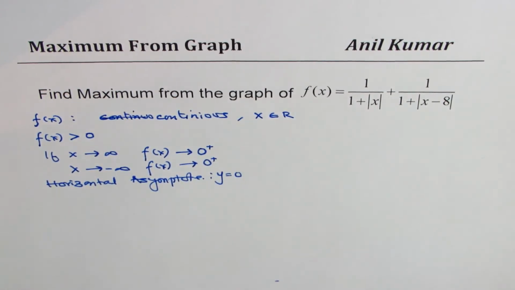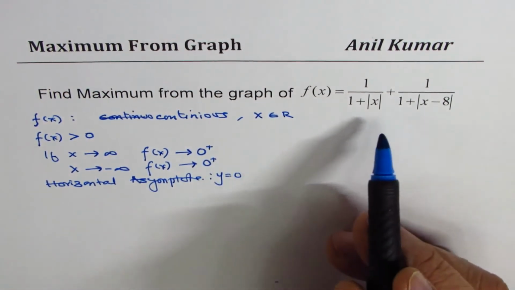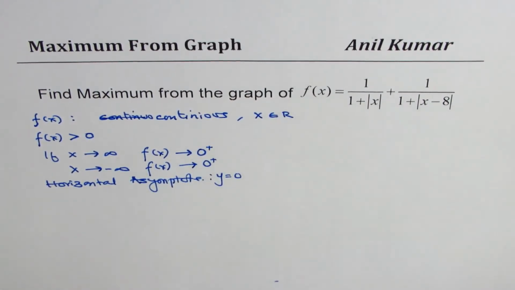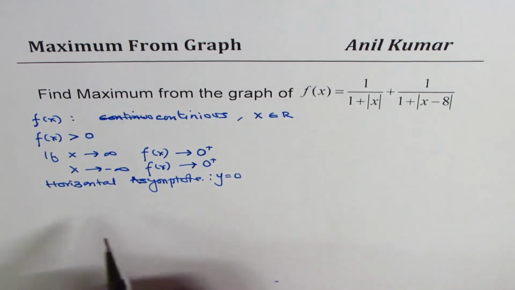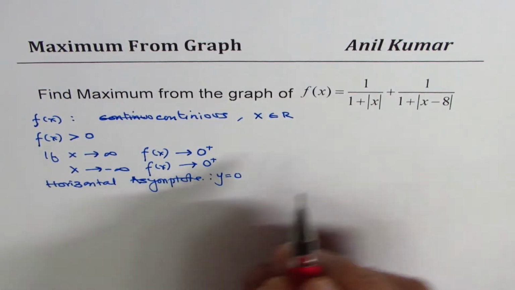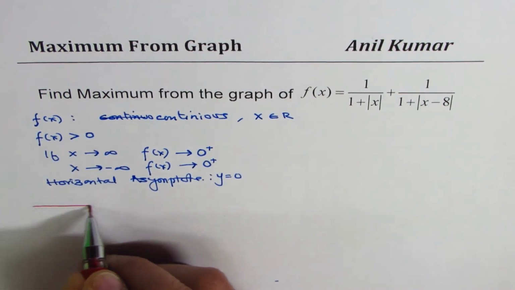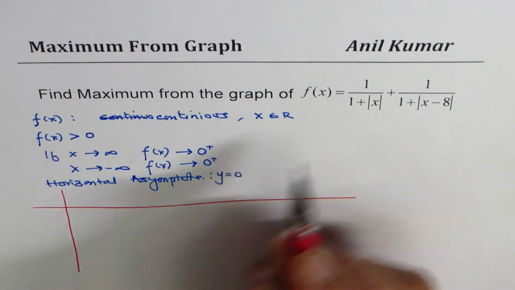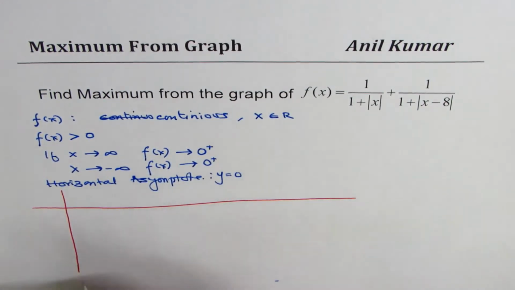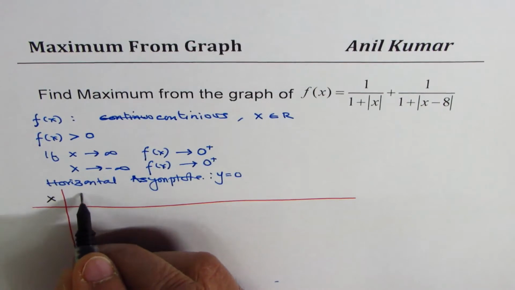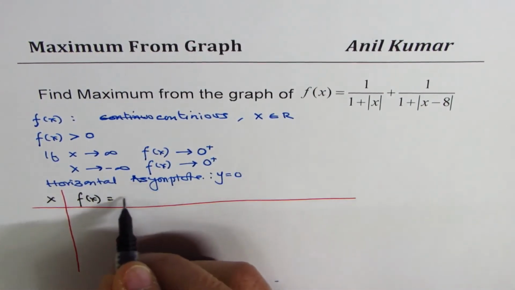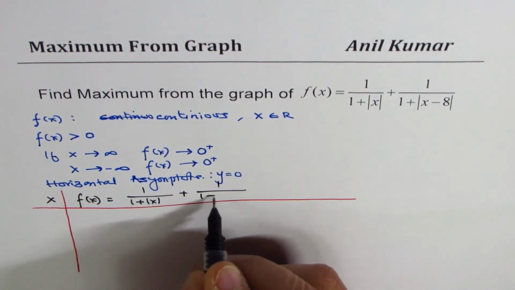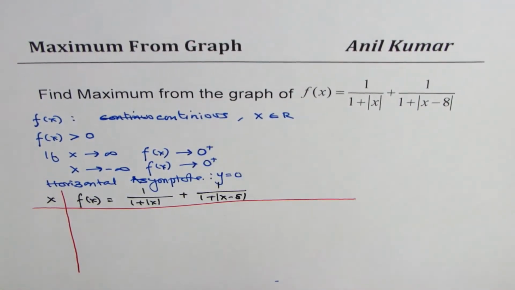Okay. Now to find an accurate graph, we should find some values. So it's a good idea to calculate some values for the function. What I'll do here is make a table. In this table, we'll write down x values and then calculate f of x equals 1 over 1 plus absolute x plus 1 over 1 plus absolute x minus 8.